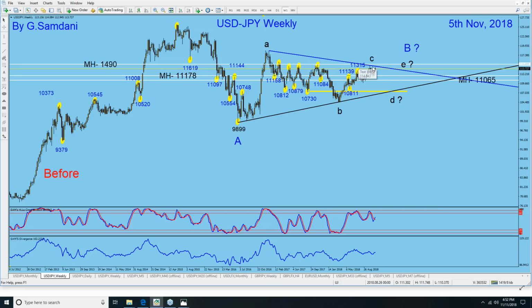Okay, so this is very strong. I see that if this TL is the key, if this holds and this pair starts dropping, then we go back to this TL. This is a triangle, a classic triangle. We have A, and then we have A, B, C. All we need is a D and E, and then boom, to the downside. So if this holds here, then it is C, and we need a D, 107.70.